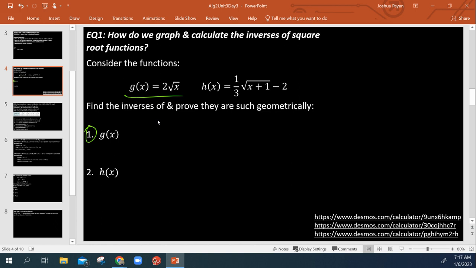So first, let's calculate the inverse of g of x here. And remember, our process for this is to always flip dependent and independent. So instead of g equals, we're going to say x is equal to 2 times the square root of g. Okay, so now all I'm going to do is resolve, quote unquote, for the dependent variable. And once I get g by itself again, that resulting function is going to be my inverse. So I'm going to divide by 2. I'm going to square both sides.